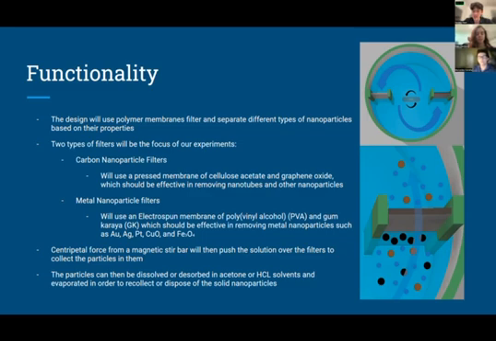As you can see on the right, we have two filters there, with different colors distinguishing the two types of filters. Now, centripetal force from the magnetic stir bar in the middle will push the solution over the filters so that the filters can absorb the particles. And then afterwards, those particles can be dissolved or desorbed in acetone or HCl solvents and later evaporated in order to recollect or dispose of the solid nanoparticles.